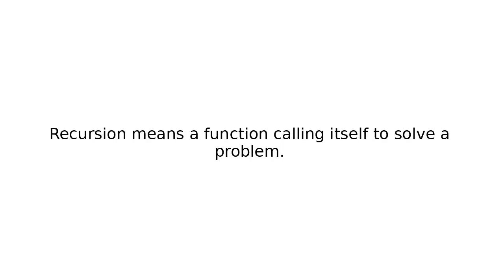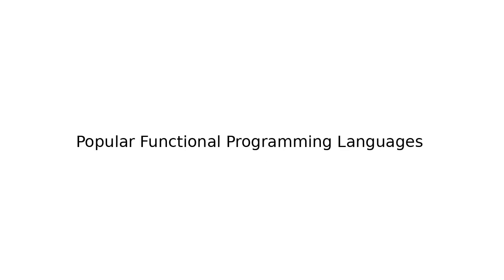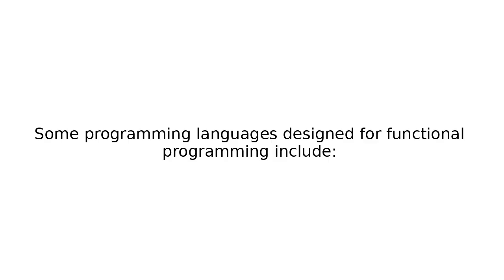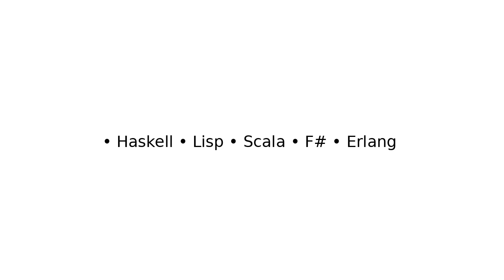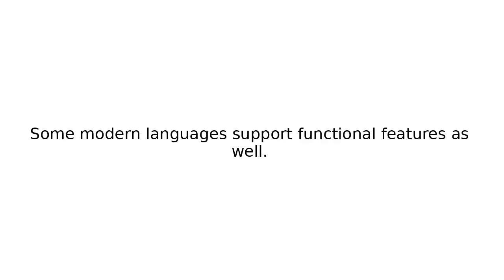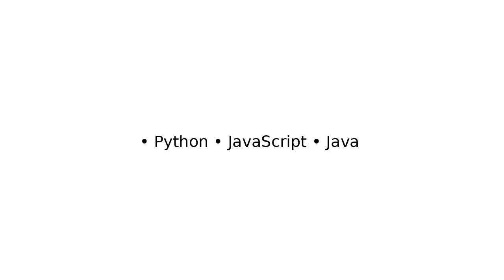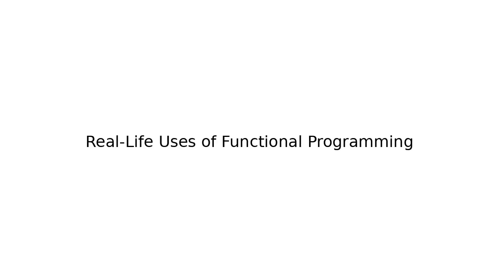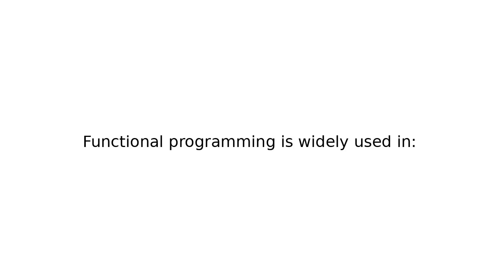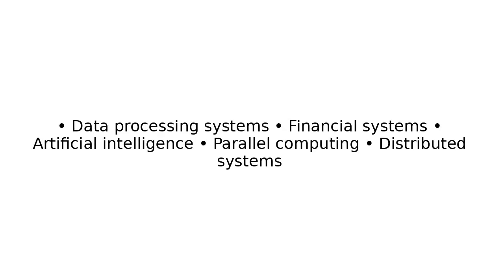Popular functional programming languages. Some programming languages designed for functional programming include Haskell, Lisp, Scala, F#, Erlang. Some modern languages support functional features as well. Examples: Python, JavaScript, Java. Real-life uses of functional programming. Functional programming is widely used in data processing systems, financial systems, artificial intelligence, parallel computing, distributed systems. These systems benefit from predictable and safe code execution.